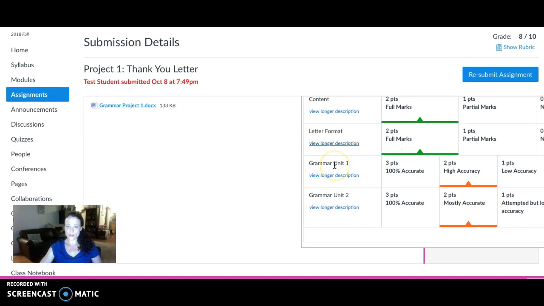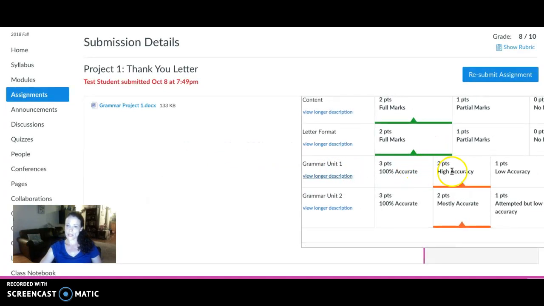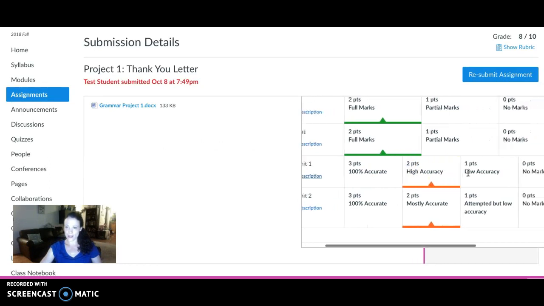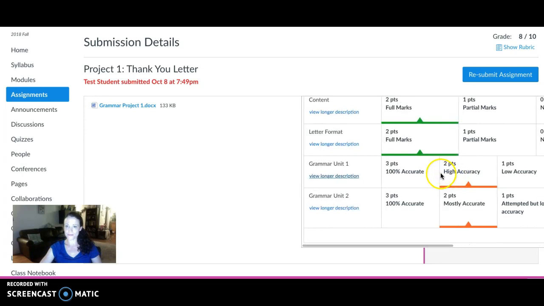My next criteria was about grammar unit 1. So unit 1 was all about complete sentences, using correct parts of speech. We worked on participial adjectives. I think those are the big ones. So basically I'm looking for complete sentences and correct parts of speech here. So this person got 2 points, which means they weren't perfect, but they had a high accuracy with that. We also have the choice of low accuracy or 0. I don't think anyone got 0s.